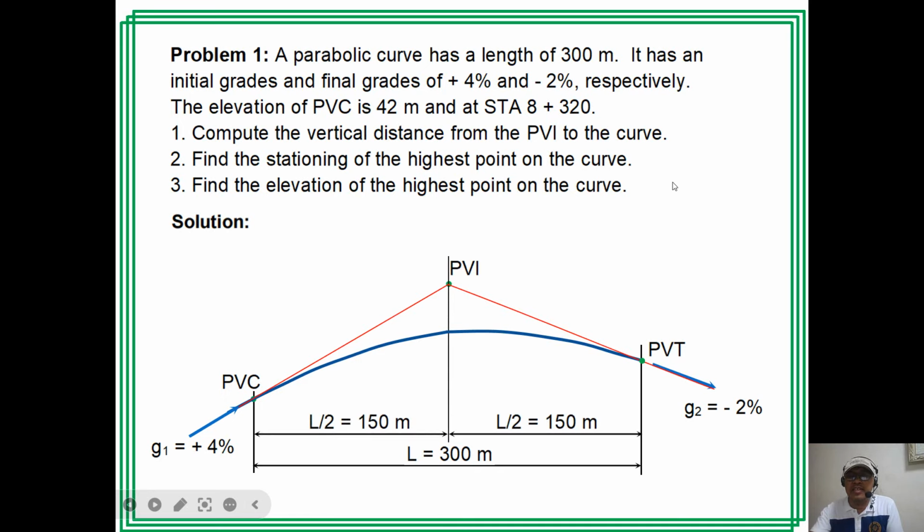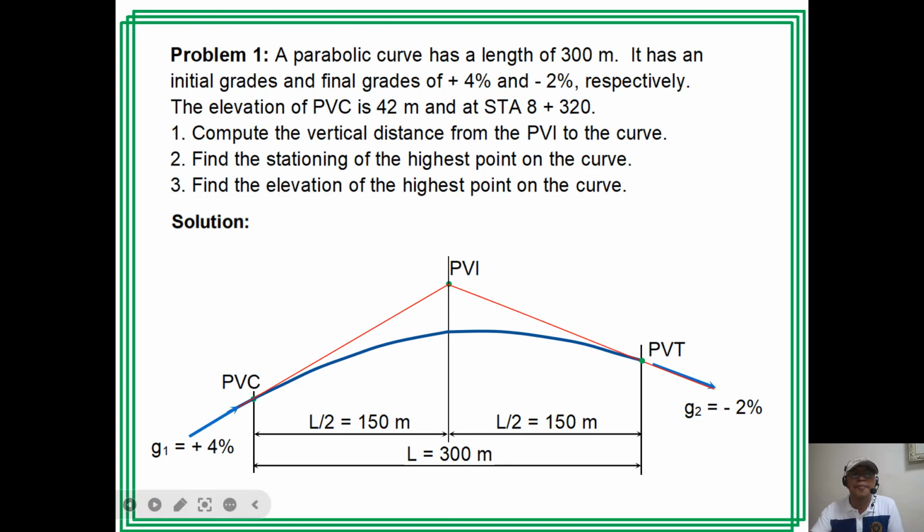By the way, if not stated, and if there is no restriction on the location of the PVC and the PVI, the curve that can be laid out there is symmetrical. In the next video, we can see the difference if there is a restriction on the location of the PVC and PVT. The curve is unsymmetrical.